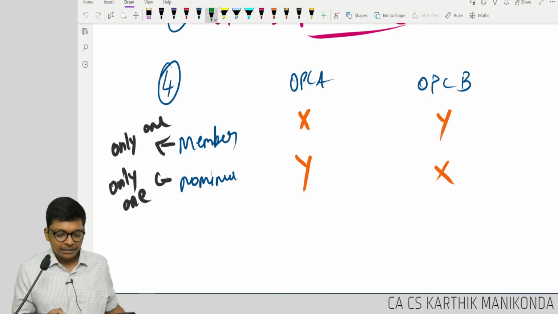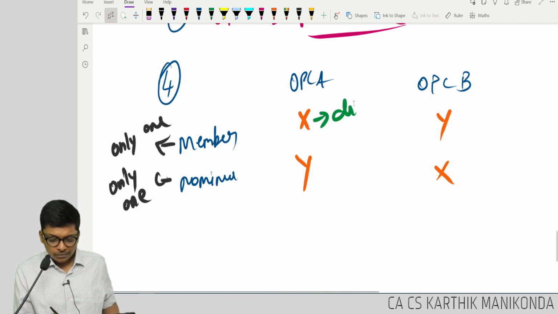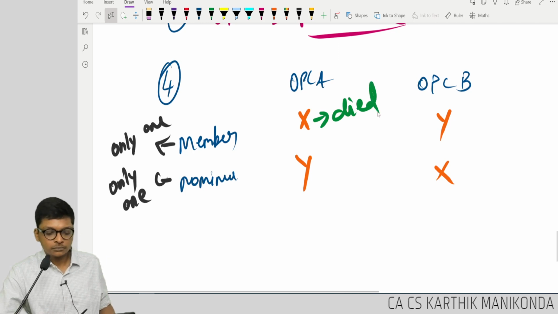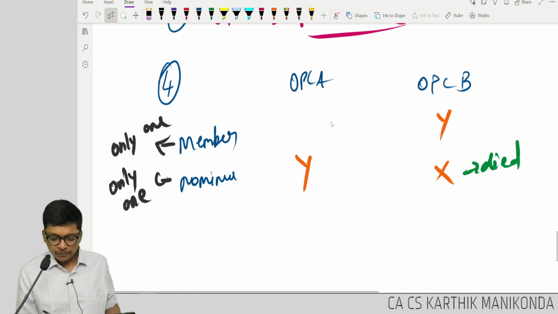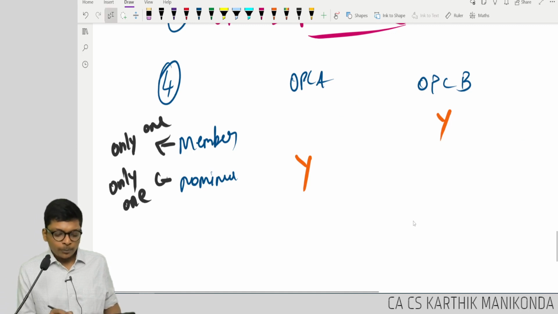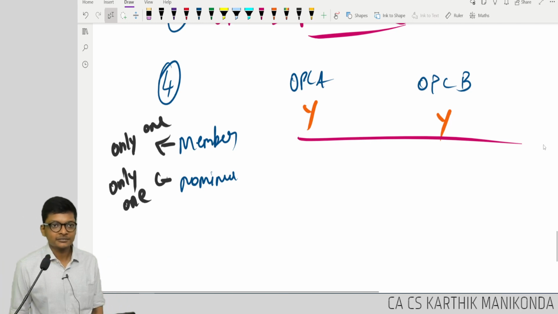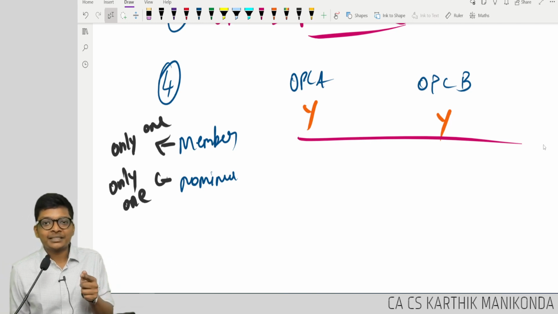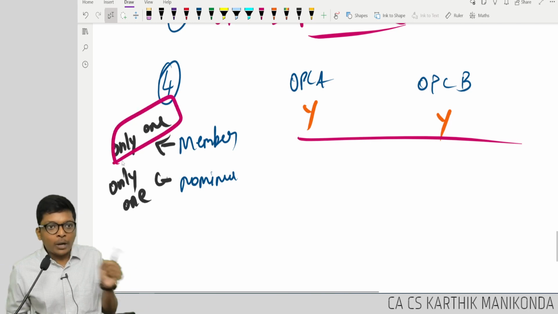Whom do you want to kill? X or Y? X. X died. Okay. So, since X died, let me remove him from the picture. So, who becomes the member now? Y becomes the member. Now, if you see, for both the OPCs, Y is the member. But not by choice, because of death of somebody else. Correct? But the law says you can be member of only one OPC. What to do?